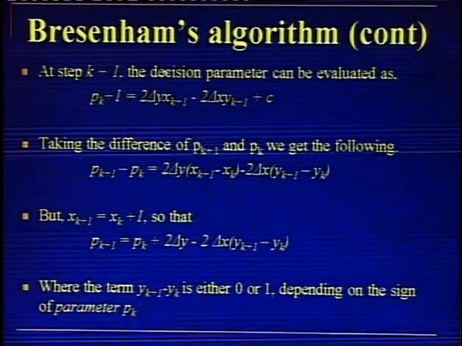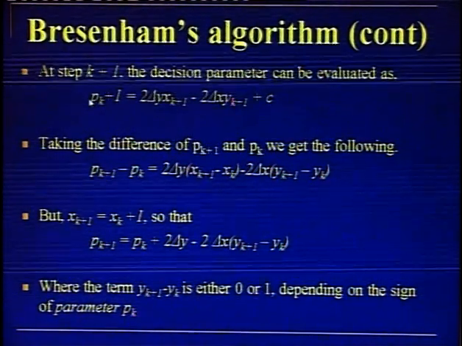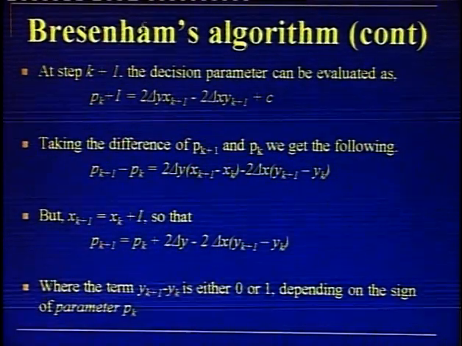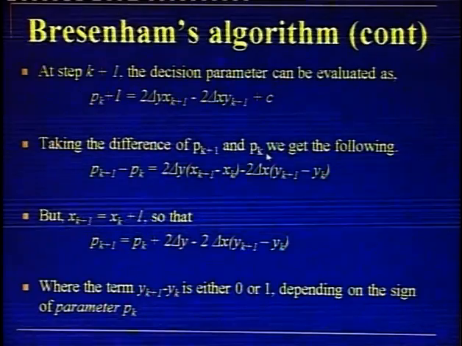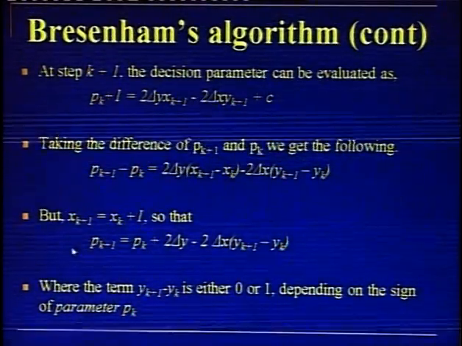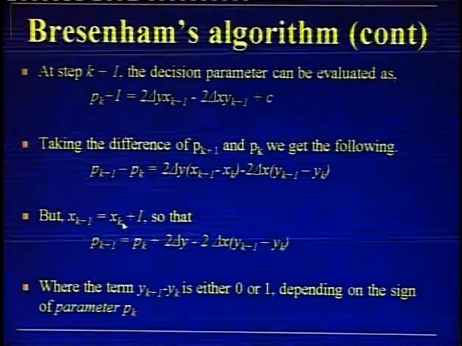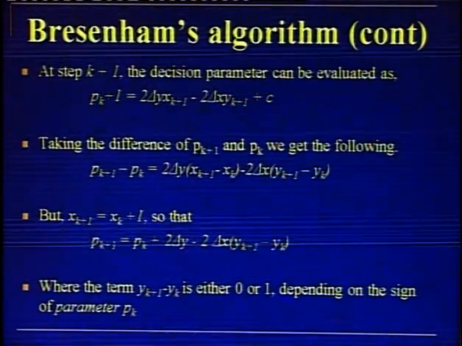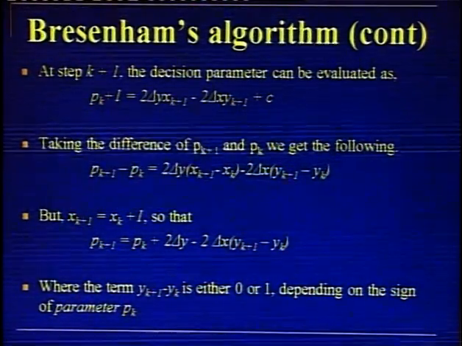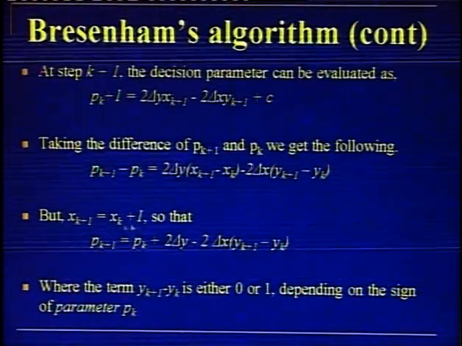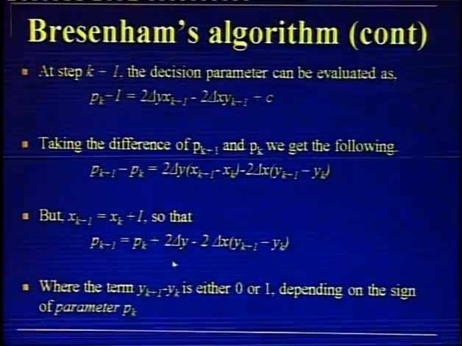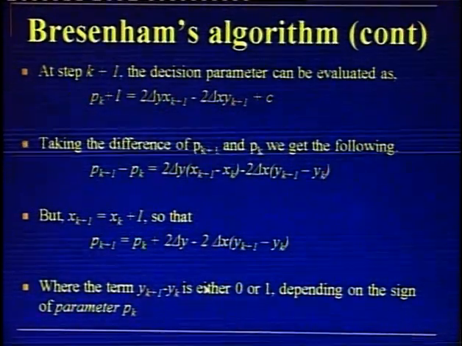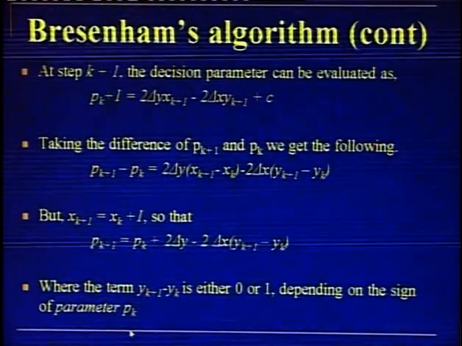At step k plus 1, the decision parameter can be evaluated like this. The values will change from k to k plus 1. The equation will be like this. Then the difference of pk plus 1 minus pk will be like this, where xk plus 1 is equal to xk plus 1, because it will be incremented in the unit direction by 1. So pk plus 1 will be like this, where the term yk plus 1 minus yk will be either 0 or 1, depending on the sign of the parameter pk.